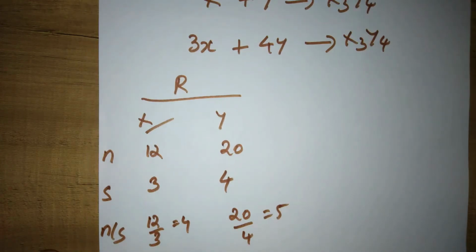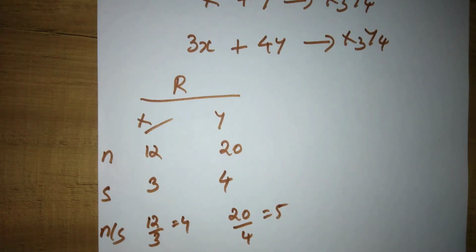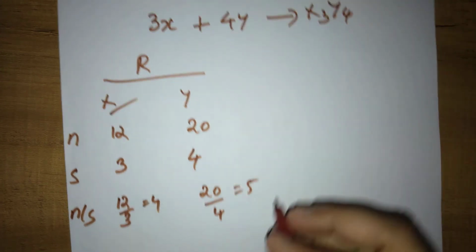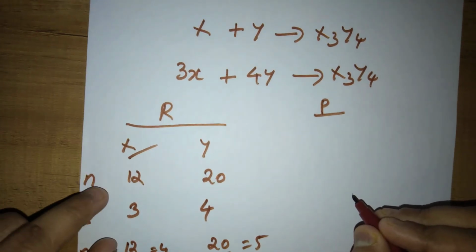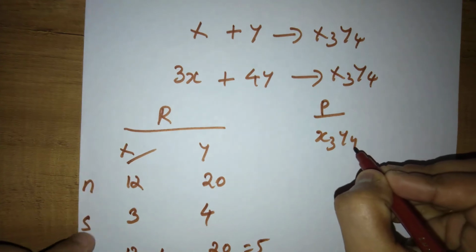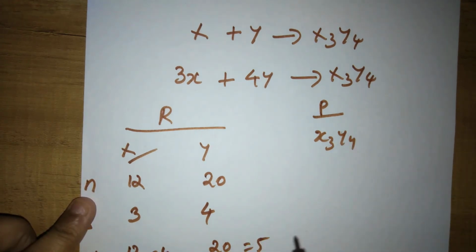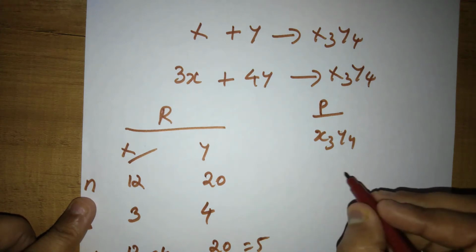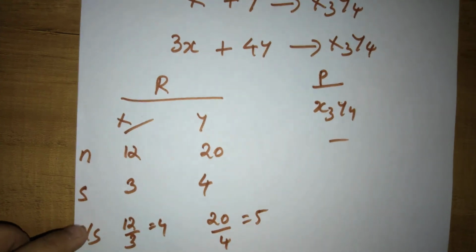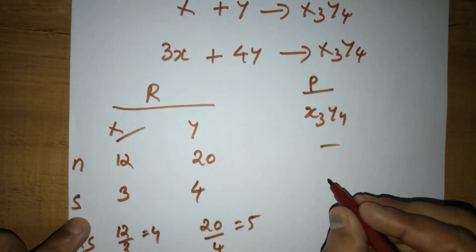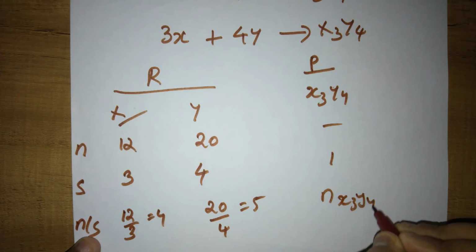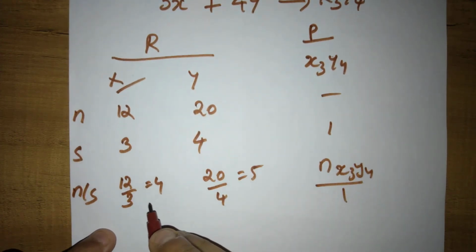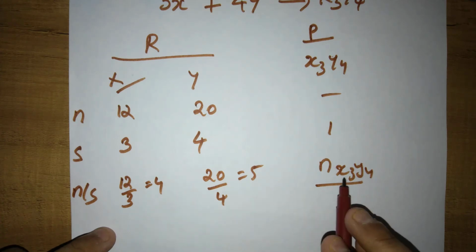Next step is to find the theoretical value of X3Y4. For that, we equate the n by S ratio. First the product part. The product is X3Y4. The number of moles of X3Y4 obtained experimentally is 2 moles, but theoretically we don't know. The stoichiometric coefficient from the equation is 1. So the n by S ratio is n of X3Y4 divided by 1. We equate the n by S ratio of the limiting reactant and this product.